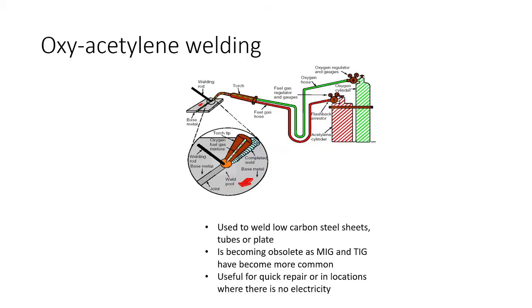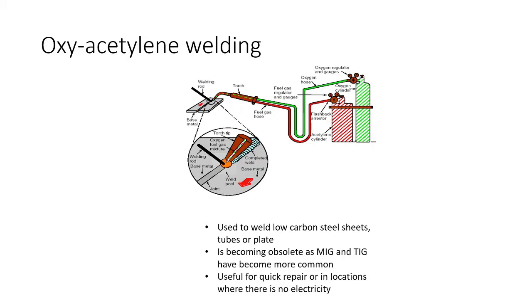Next, you've got oxyacetylene welding. It's not really used as much anymore. Essentially, you've got your oxygen and your acetylene in two different canisters. Once you need to weld, you release both gases and they mix together within the torch, then along with the spark, that creates your flame. It's used to do low carbon steels, like sheets, tube, and plate.